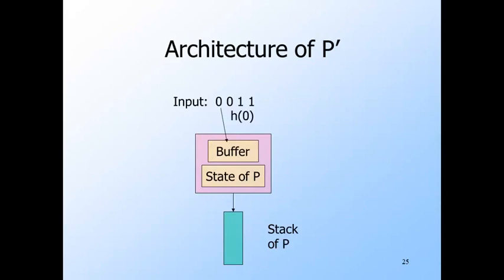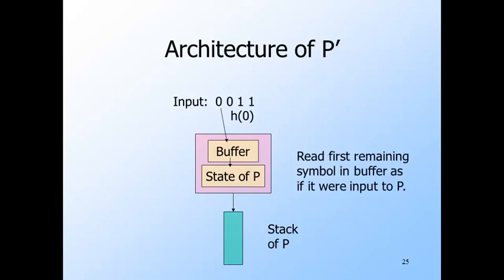Now P prime can read its first input symbol 0 and apply H to it. The buffer, which was initially empty, now has the string H of 0. It may be a long string, but its length is finite, so there is only a finite number of states P prime can be in. Now to simulate P, P prime takes the first symbol of H of 0 and simulates P using that as the next input symbol. The simulation could take many moves, as there can be transitions on epsilon input as well as one transition on the symbol itself.